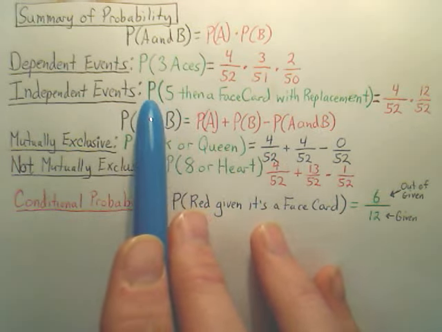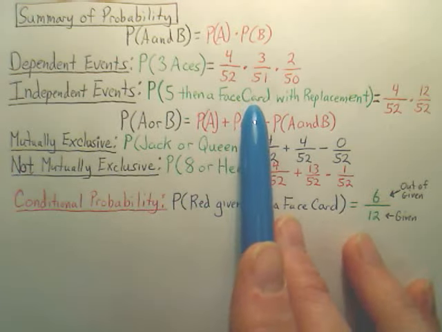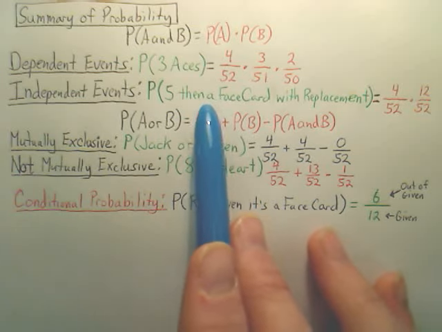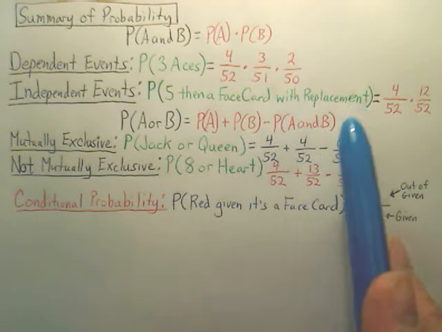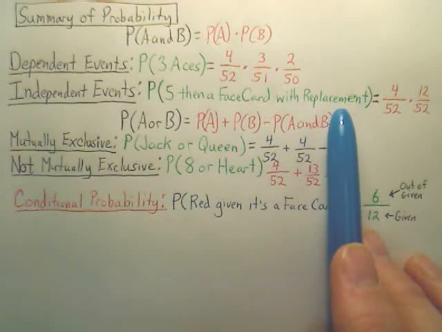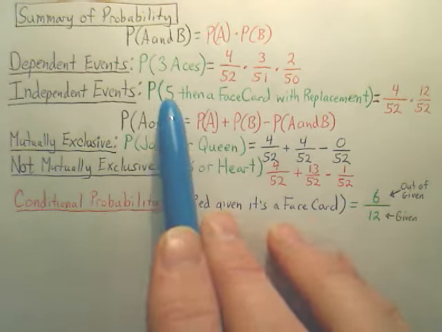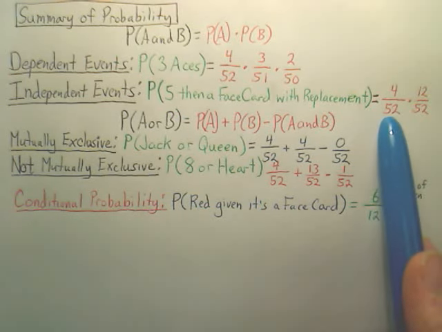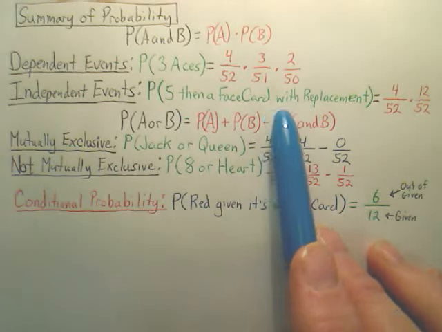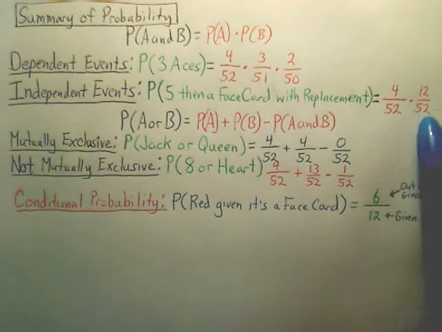Meaning, if I want the probability of a 5, then a face card. If I draw 2 cards, a 5 and then a face card, but with replacement, which means I put the card back in each time. So I draw 1 card out. For a 5, there are 4 5s out of 52. And "then" means "and," a face card. Well, there are 12 face cards out of 52.